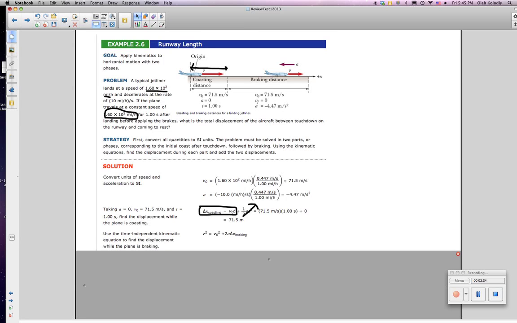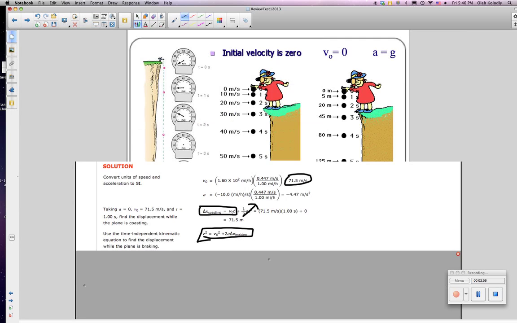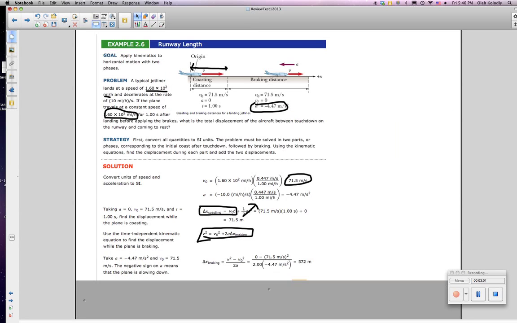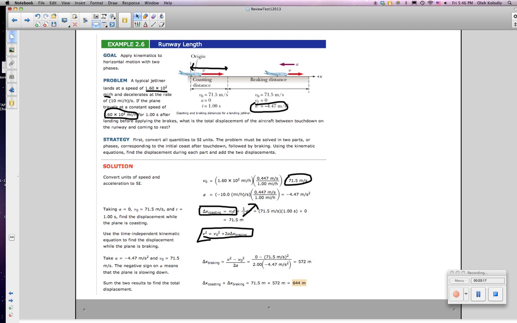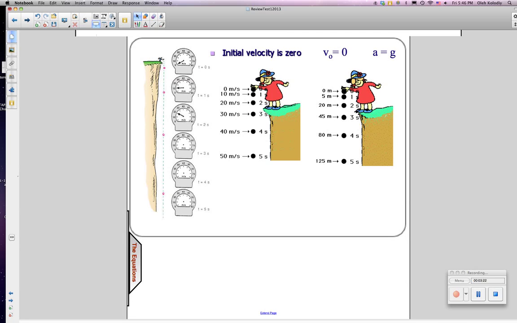We can use the time-independent kinematic equation, this one here, to find the displacement while the plane is braking. So the plane goes from an initial speed of 71.5 meters per second, which is what we got when we converted. When it started braking, it was going 71.5 meters per second, and its acceleration was minus 4.47. So how far did it go? We could use this equation to calculate how far it went. Solving that for delta x, you get 572 meters. So the total distance is that 572 plus the 71.5. It's 644 meters.